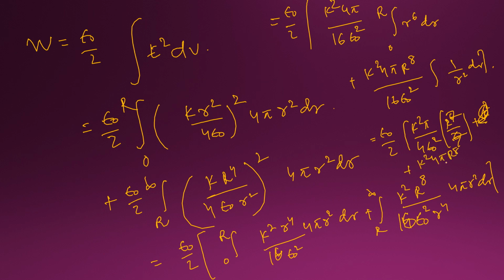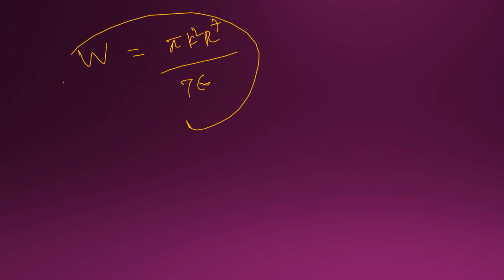Try to do this by yourself, don't copy, okay? Because I am doing it myself. If you copy, there is no point. This should be done by yourself altogether. So if you put in all the values, at the end you will get πk² r⁷ by ε₀ 7. That should be the answer.